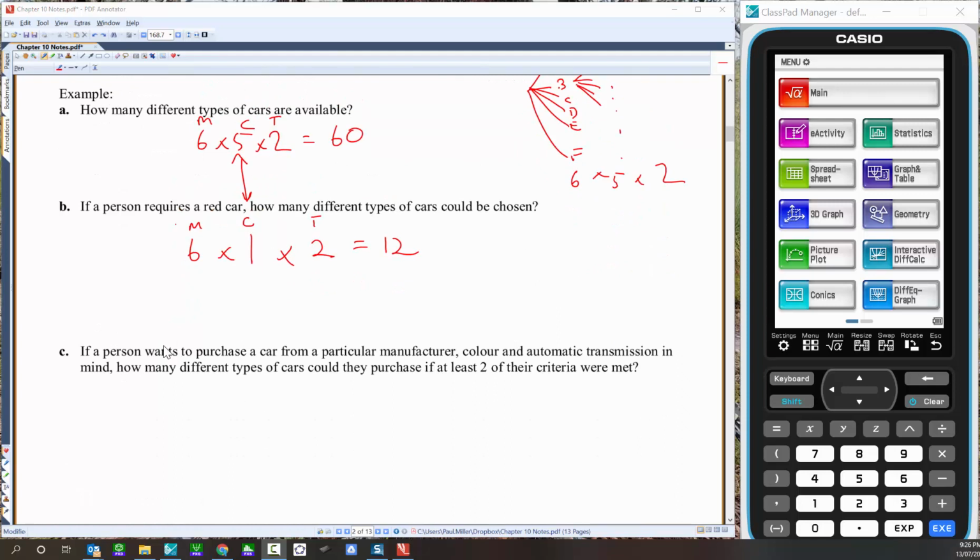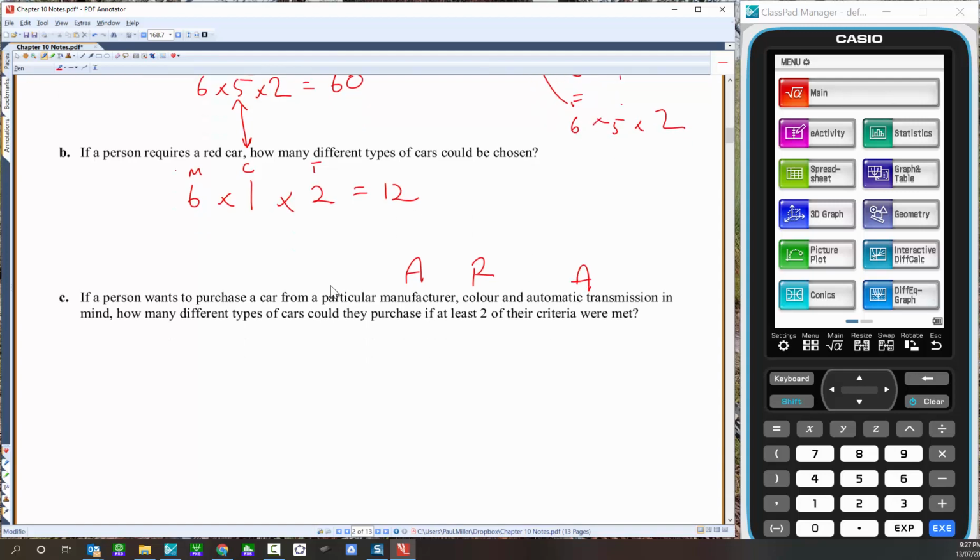Right, this last one's particularly tricky. If a person wants to purchase a car from a particular manufacturer, color, and automatic transmission in mind, how many different types of cars could they purchase if at least 2 of the criteria were met? Right, well, let's think of a car that someone might want to buy. So they might want to get an A car, so a car from manufacturer A. They might want that car to be red, and they want that car to have an automatic transmission.